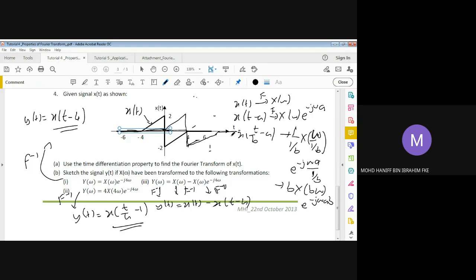Right, so this is your x(t minus 4). So just do an arithmetic operation. You have to subtract x(t) and x(t minus 4). So hopefully you can try to solve this on your own, on subtraction of the signals. Okay, so that's done with tutorial number 4.